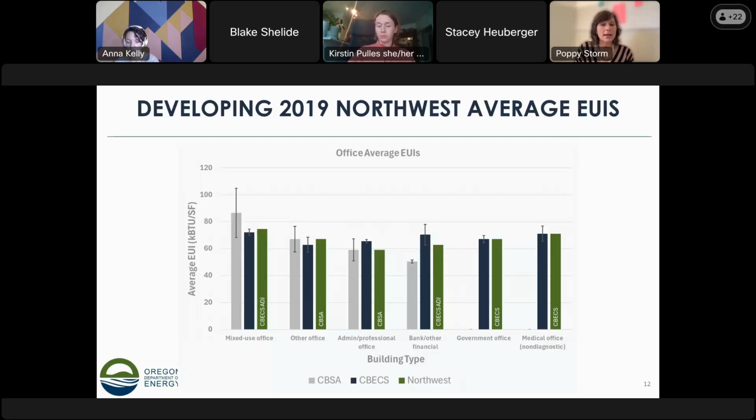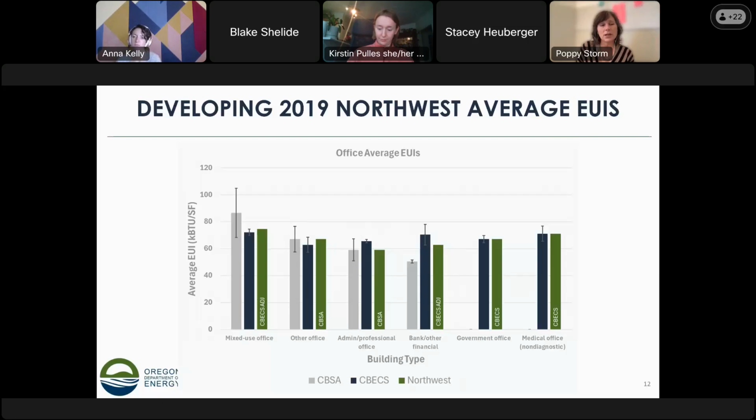But then when you look over to the right, you see government office and medical office non-diagnostic, it says CBECS in the green bar. And in that case, you can see we didn't have a CBSA gray bar. We didn't have enough buildings or any buildings in this case for that particular building type. So in that case, we really had to take the CBECS EUI. But again, that is weather adjusted to align with the specific climate zones in the state of Oregon. And then there were a couple other areas where it says CBECS adjusted, and that's where we didn't feel like we had reliable enough data as we would like for the regional data, the CBSA, but we decided to make an adjustment in terms of the error bounds for the CBECS data.